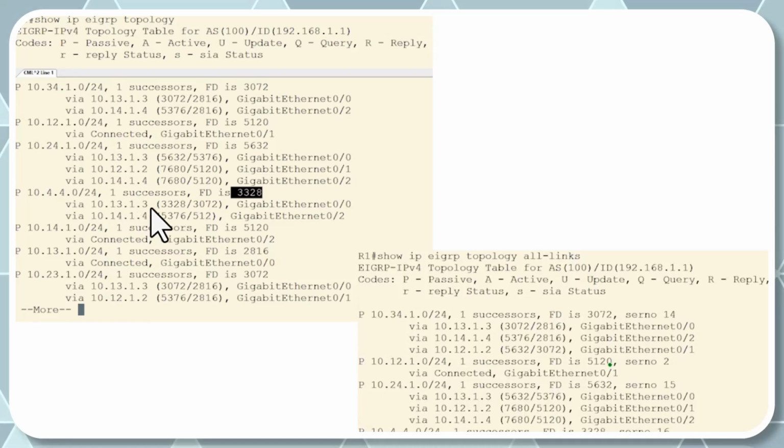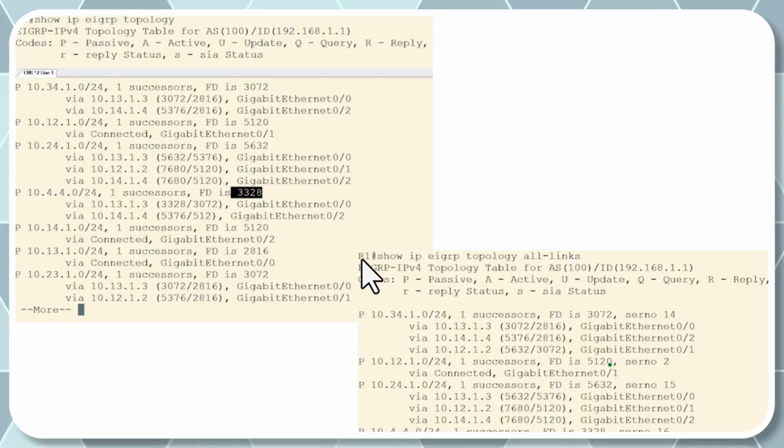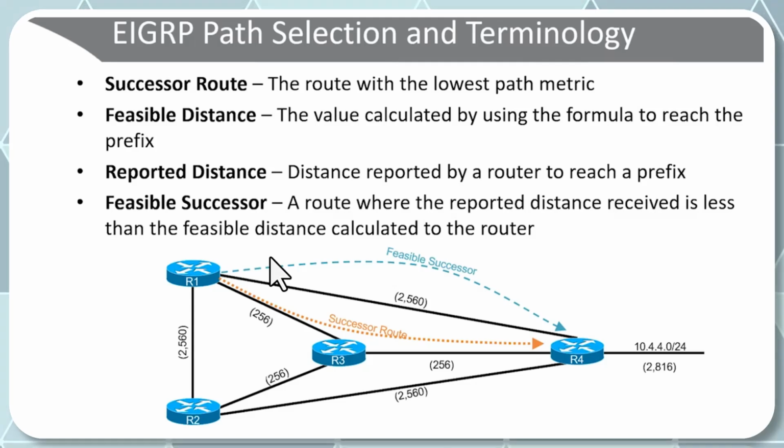First path, if you can see this 3328. Now what is this 3328? This 3328 is what is called your feasible distance. At this, this and this, you will get the feasible distance. And what is the reported distance when you reach here? So reported distance is 3072. This is the reported distance. Now how this reported distance and feasible distance are calculated, we can see very easily.